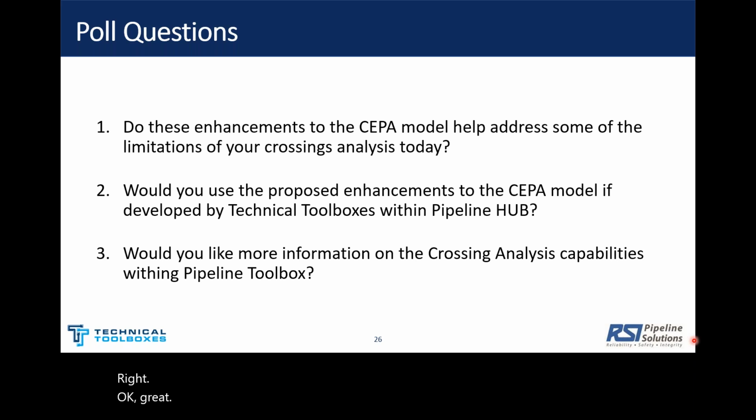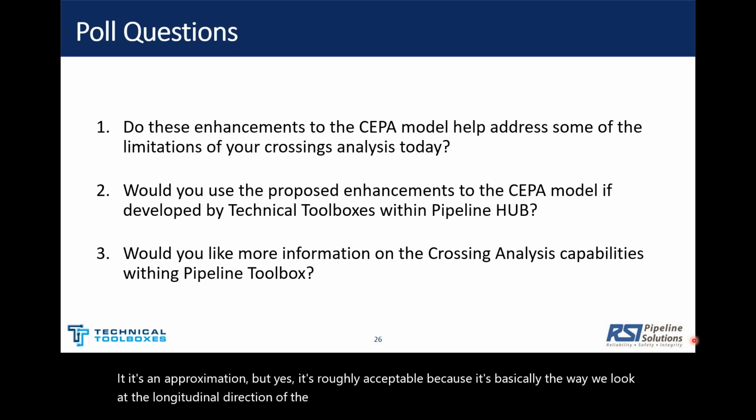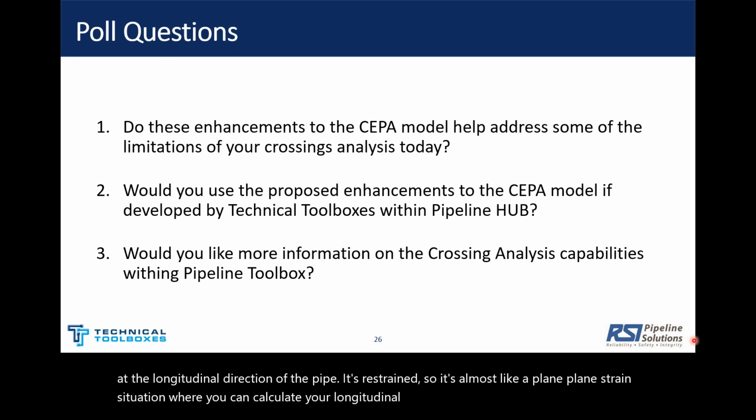Okay, next question. Can you elaborate more on how the through thickness bending stress due to ovalization translates into a longitudinal stress? The equations use Poisson ratio, but is this appropriate for a bending stress that is not a uniform membrane stress? It's an approximation, but yes, it's roughly acceptable because the longitudinal direction of the pipe is restrained, so it's almost like a plane strain situation where you can calculate your longitudinal stress by multiplying the circumferential stress by the Poisson's ratio.